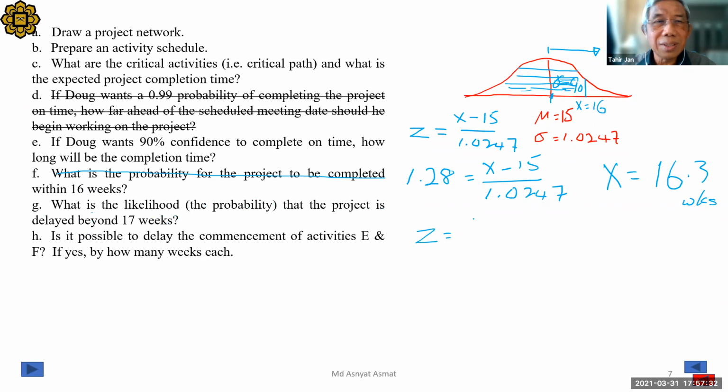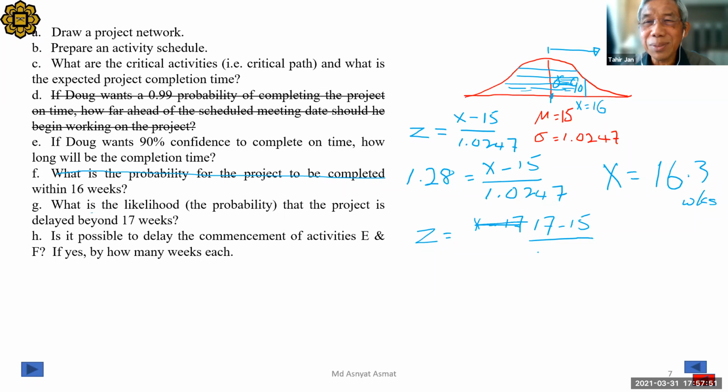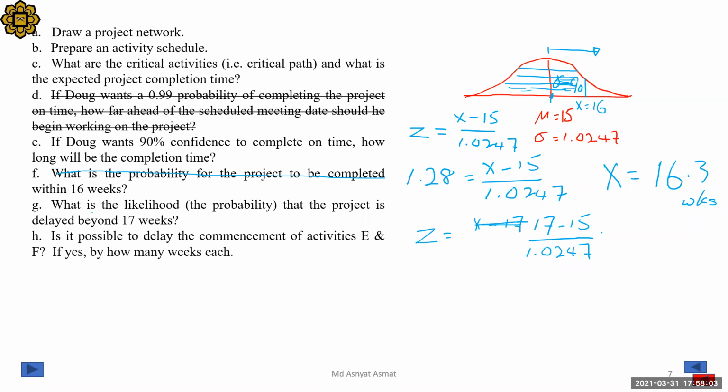So the same thing: Z equals X, 17, minus 15. This is wrong, so it is 17 minus 15, yes, you are right, sister. 17 minus 15, divided by 1.0247. Okay, find this value first: 1.95.